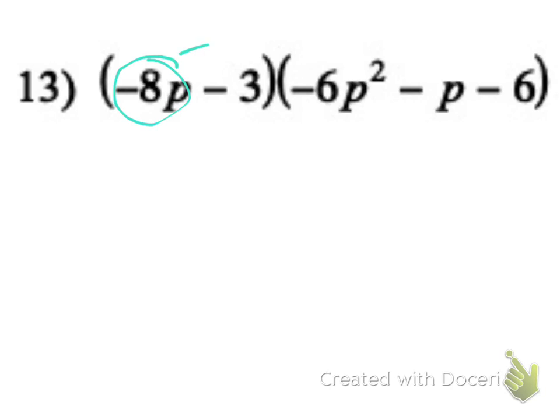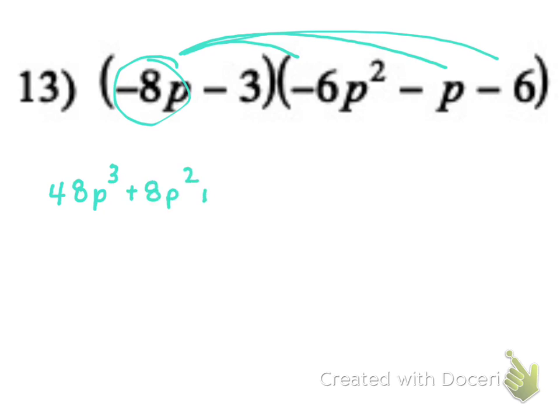Here I'm multiplying again, so I distribute that -8p. Remembering exponent rules here too. Once I distribute the -8p, I can distribute the -3. Make sure you're distributing a -3 and not just a 3.